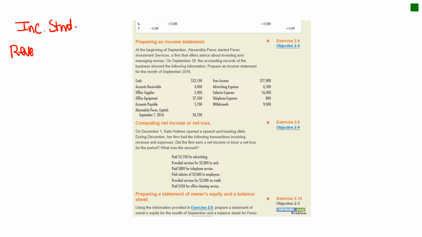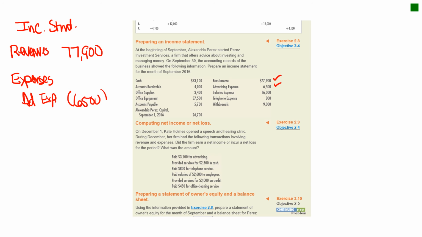So the first thing I'm looking for is my revenues. My revenue item here is going to be fees income, which in this case is $77,900. And then of course, from that, I'm going to list all my expenses. So look for anything that says expense. So we've got advertising expense, which is right here. That's $6,500. We're going to be subtracting that. We've got salaries expense of $16,000.